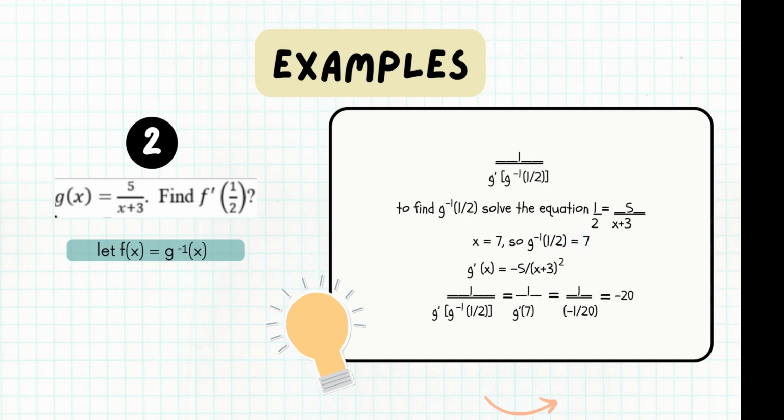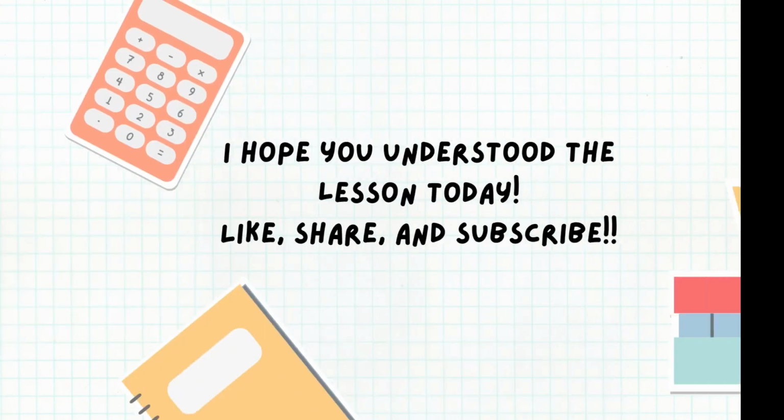Now we have to plug 7 into the derivative of g of x. So we find the derivative right here using the formulas we've already learned. And when we plug 7 into the derivative of g, we get negative 1/20. And since the formula asks us to divide 1 by what we get, the answer is negative 20. I hope that made sense.